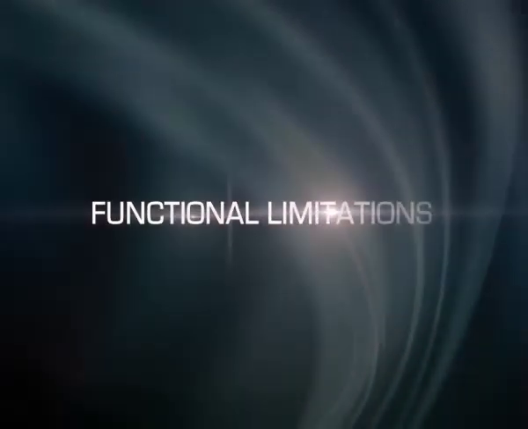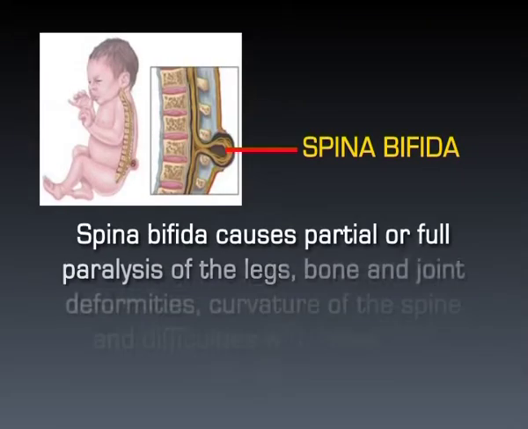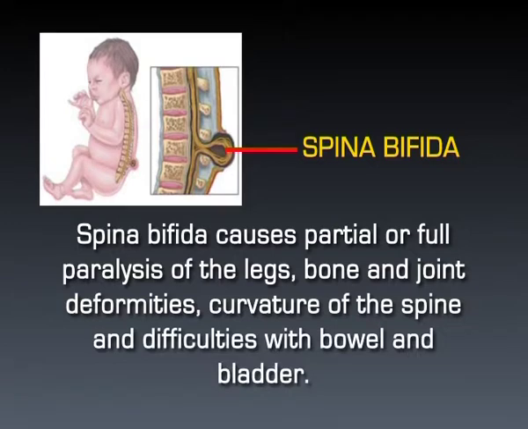Functional limitations. Physical disabilities may result from permanent injuries to the brain, spinal cord, or limbs, which prevent proper movement in parts of the body. Different physical disorders create different functional limitations in the body. Spina bifida causes partial or full paralysis of the legs, bone and joint deformities, curvature of the spine, and difficulties with bowel and bladder.